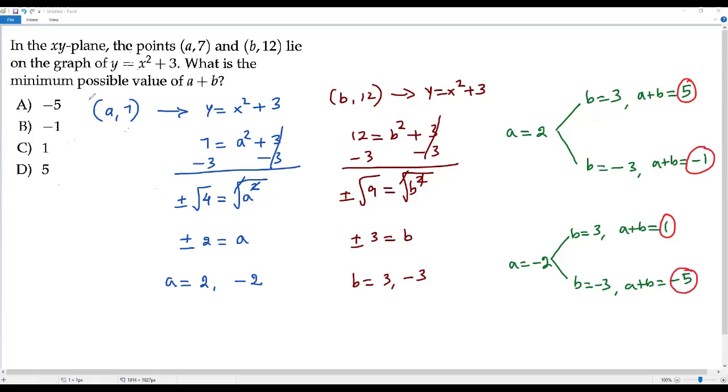According to the question, what is the minimum possible value of a plus b? Among these four values of a plus b that I circled in red color, we have to get the one which is minimum. Clearly, that is negative 5. We find negative 5 in answer choice A. The correct answer choice for this question is negative 5.